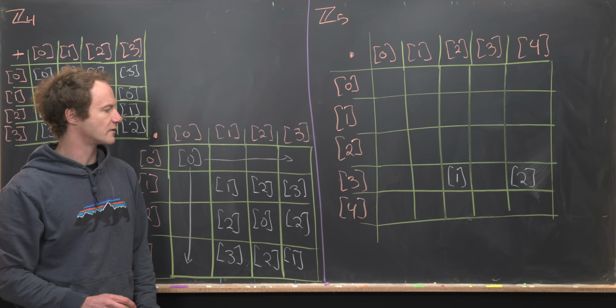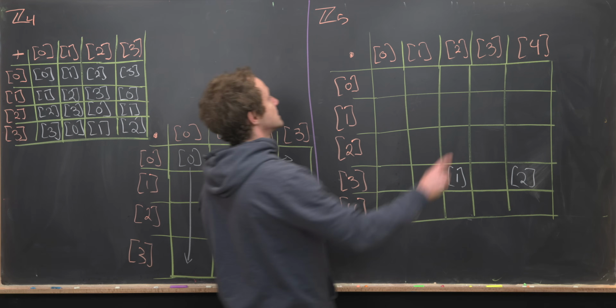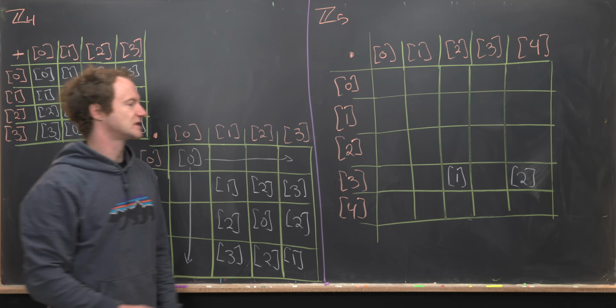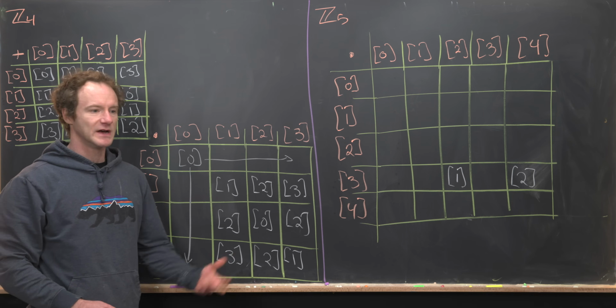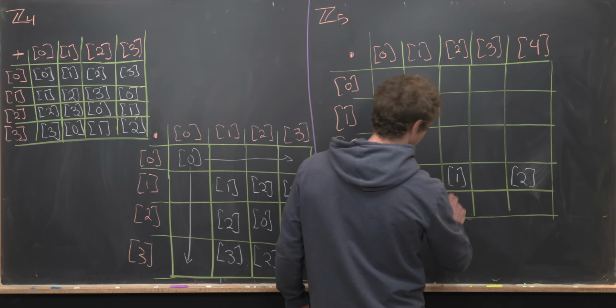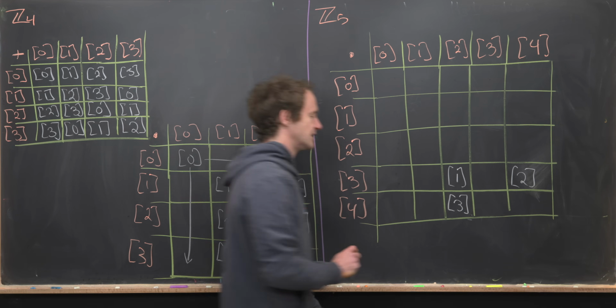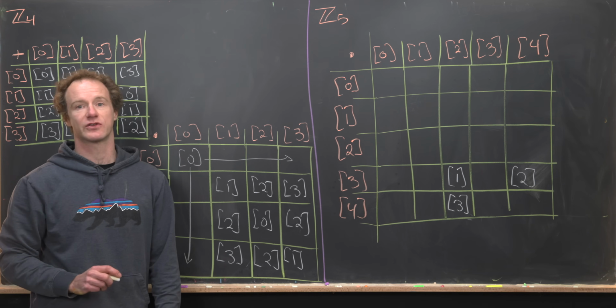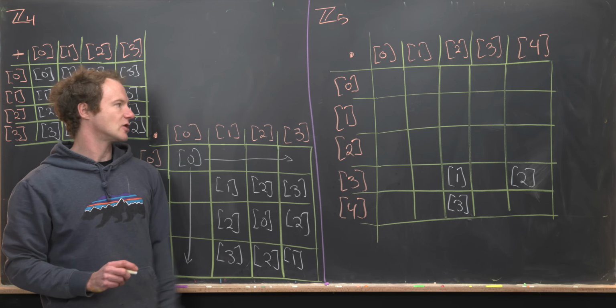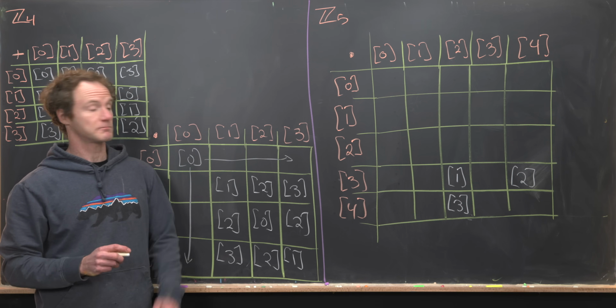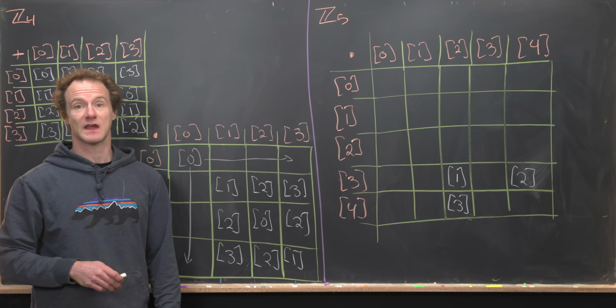Let's maybe do one more for good measure. We'll do 4 times 2. So 4 times 2 is 8, but 8 is going to be the same thing as 3 mod 5, so we can fill that in with the equivalence class of 3. Now, I urge you guys to fill in the rest of this chart if you need some practice, and that's a good place to stop.